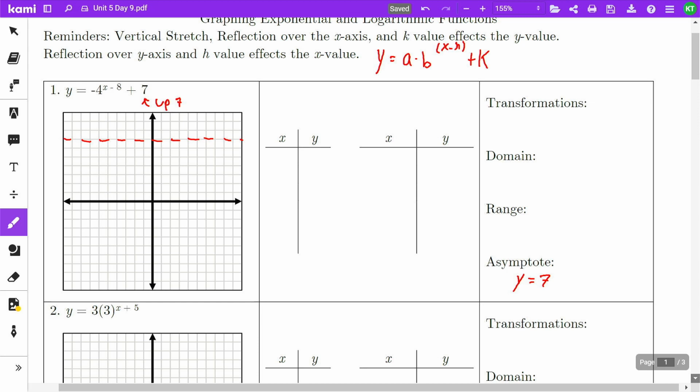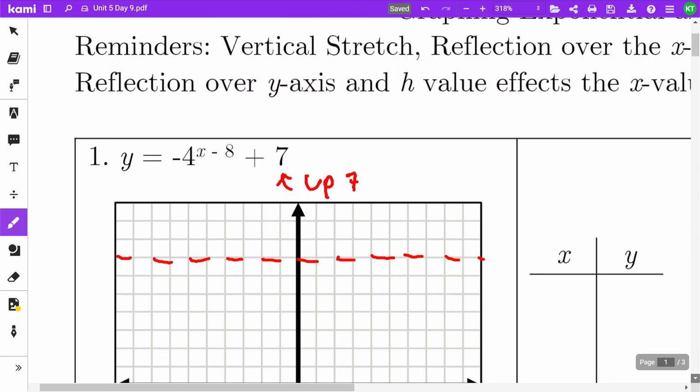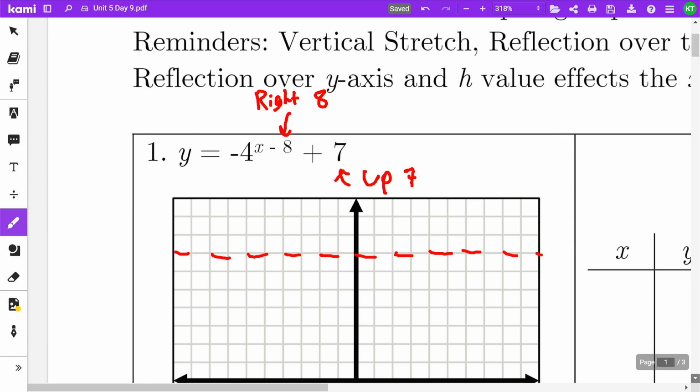All right, let's go ahead and knock out the rest of my transformations. I notice I have a minus 8 over here, and so that means I will be having a horizontal shift right 8. Remember, minus will be to the right, plus will be to the left. And then the last thing I want to identify is this negative sign here in front of my base of 4. This is going to be a reflection over the x-axis.